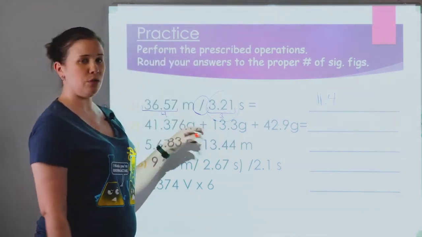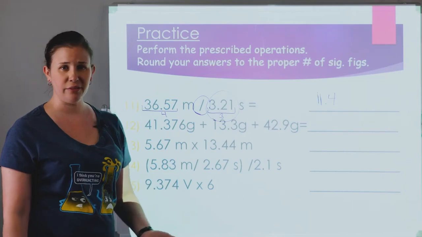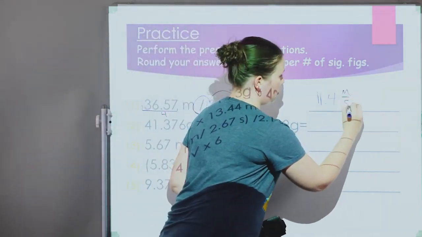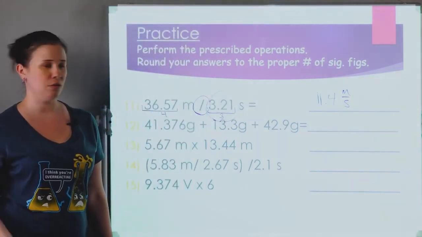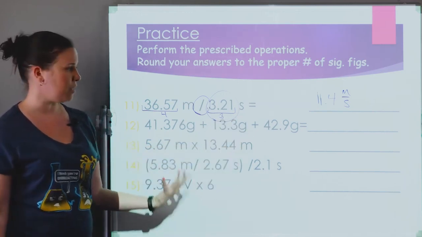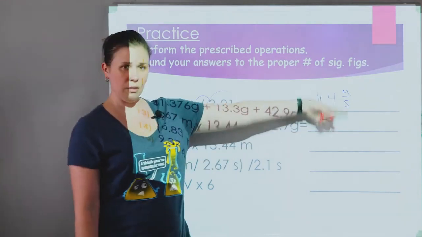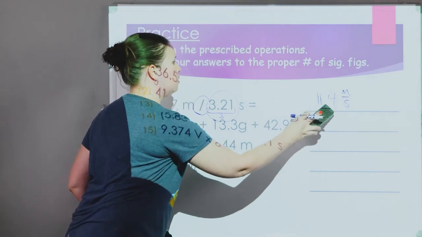Now, usually when you have a unit on the top and a unit on the bottom, if they're the same, they cancel. But if they're different, they don't cancel. So I just have meters on top and seconds on the bottom, and those are my units. That's what we call a derived unit, something that comes from using two different types of data. The length per second, meters per second, how fast something is going, or velocity.